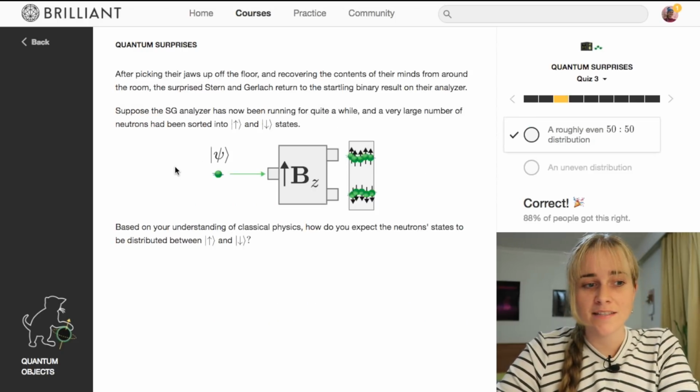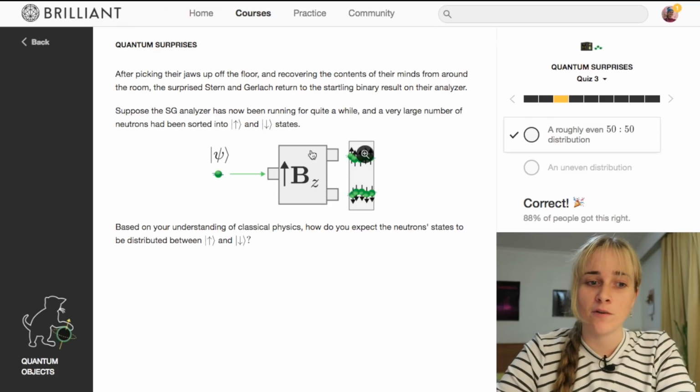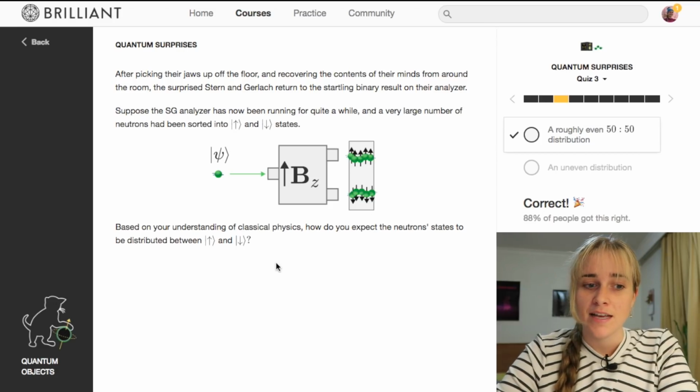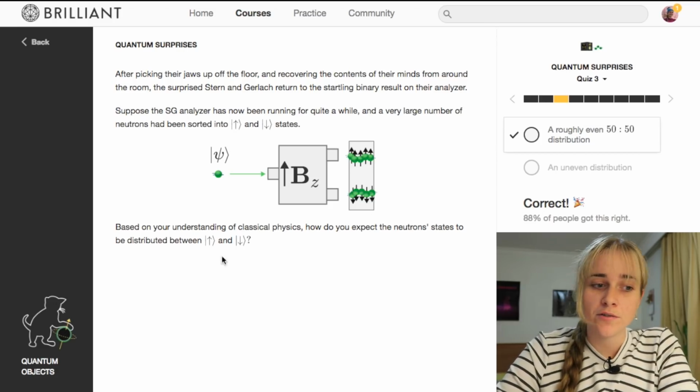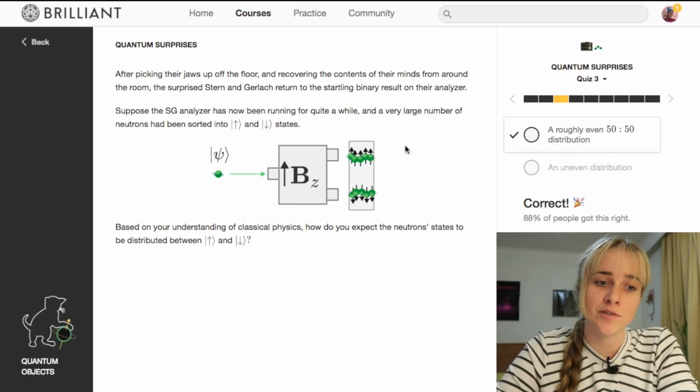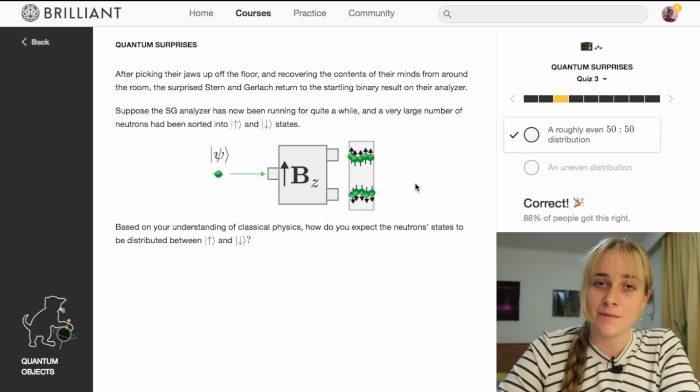This question here is saying, okay, you've been running the experiment for a while, you've got your Stern-Gerlach analyzer, you've got your two output channels. How do you expect the neutron states to be distributed between the spin up and the spin down state? And the correct answer is that you would expect a roughly even 50-50 distribution. Half of them are up, half of them are down.